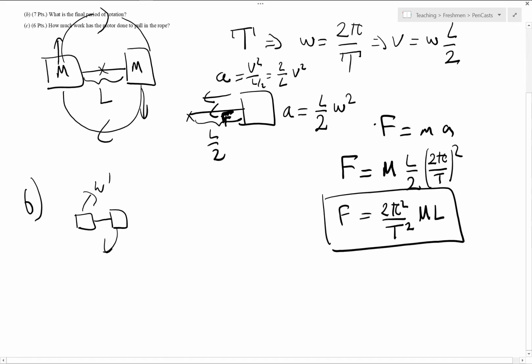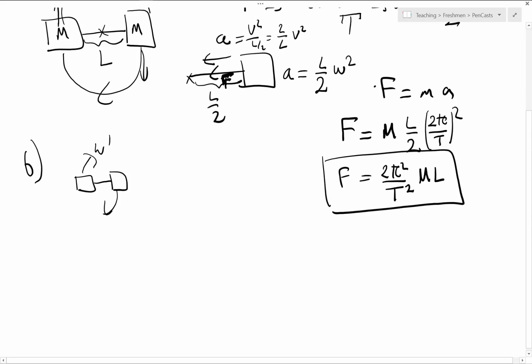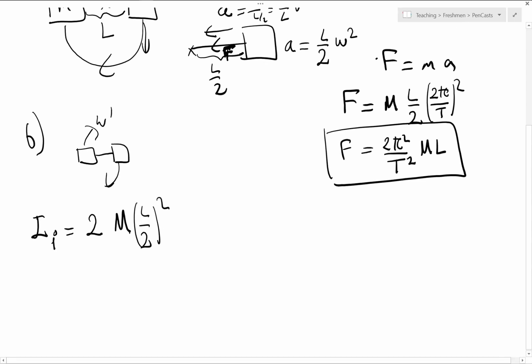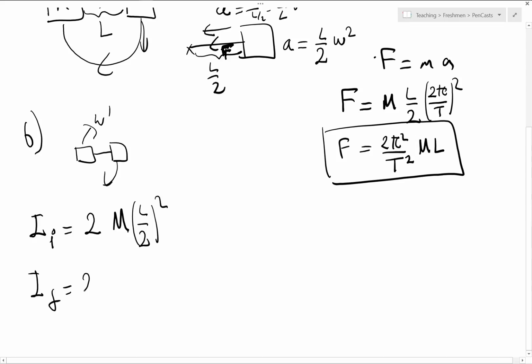Now, what was my initial moment of inertia? I have two ships, both with mass m, and they are L over 2 away from the center of mass. What's my final moment of inertia? I have two ships, both with mass m, but they are L over 4 away from the center of mass. Initial angular momentum is omega initial times I initial. Final angular momentum is omega final times I final.